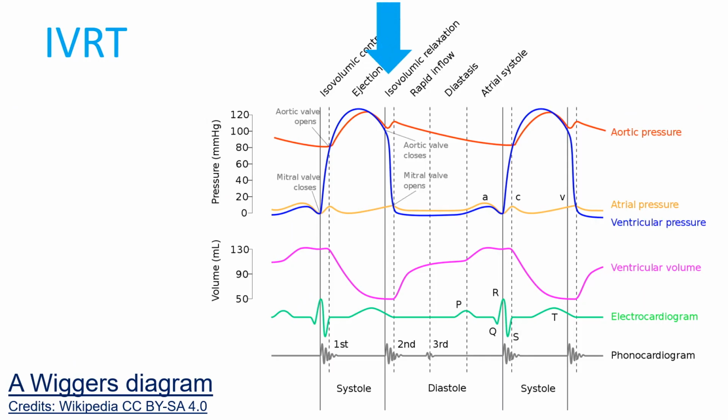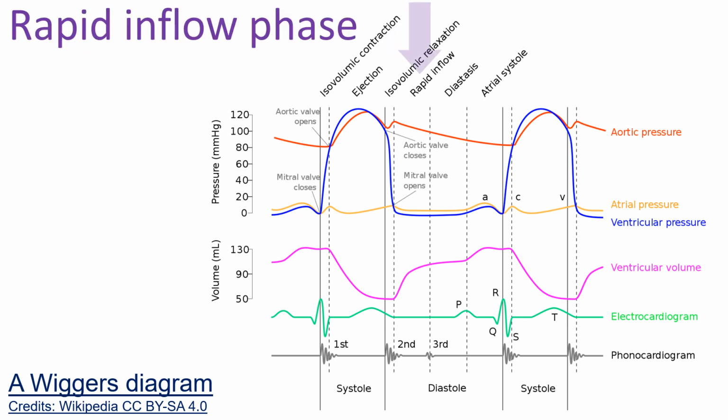Isovolumic relaxation phase starts with the closure of the aortic valve and ends with the opening of the mitral valve. Rapid inflow phase. Initial part of diastole in which there is rapid inflow of blood into the ventricle ends with S3 if one is present. Ventricular volume rises steeply in the initial part of this phase.